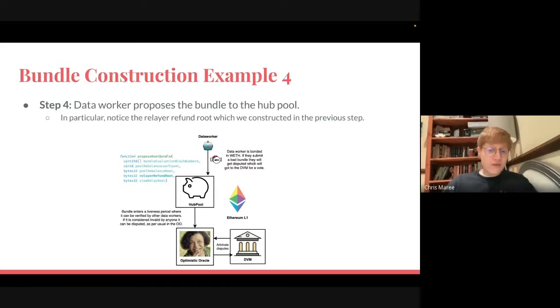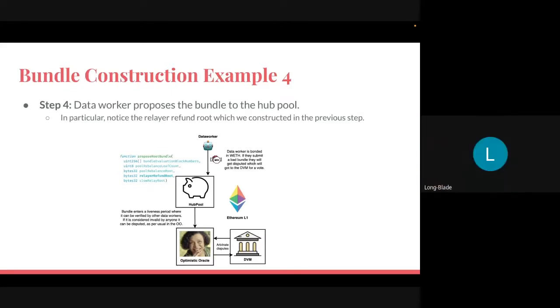And then if it's wrong, if even like 1 byte within the bytes32 mismatches, then the entire bundle is invalid and everything is disputed. And then you need to try again.